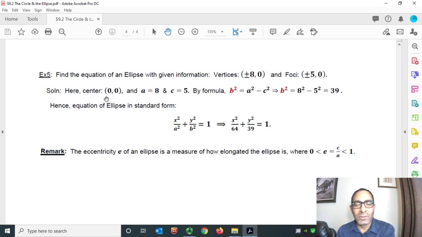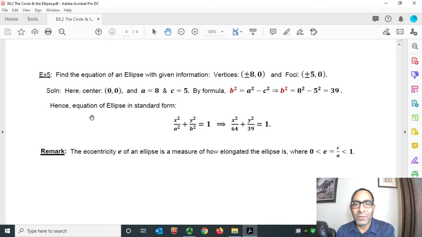Then let's find the value of b. By the formula, b square equals a square minus c square. Then next step, b square equals, since a is 8, a square is 8 square, minus, since c is 5, c square is 5 square. 8 square is 64, minus 5 square is 25. 64 minus 25 is 39.